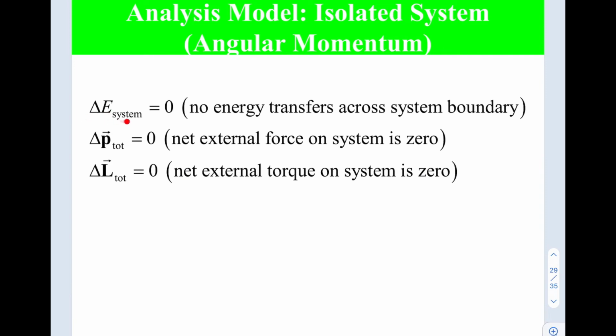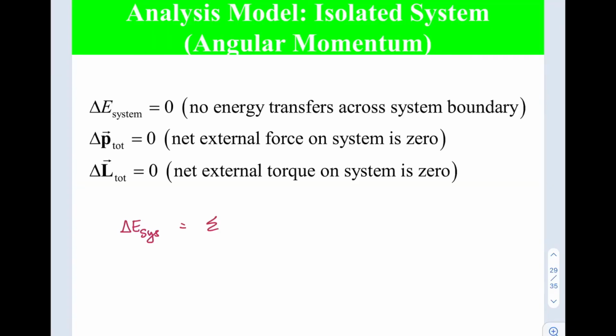So, let's say we are considering an isolated system. For delta E of the system, it must be equivalent to 0. It means that no energy transfers across the system boundary. Also, delta P total of the system must be 0. It means that the net external force on the system is 0. Delta L total is also 0. It means that the net external torque on the system is 0.